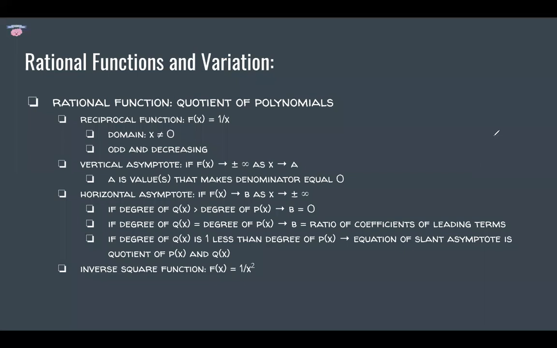The inverse square function is basically f of x is equal to 1 over x squared, and it looks something like this. It has a vertical asymptote of x equal to 0, and it has a horizontal asymptote of y is equal to 0.